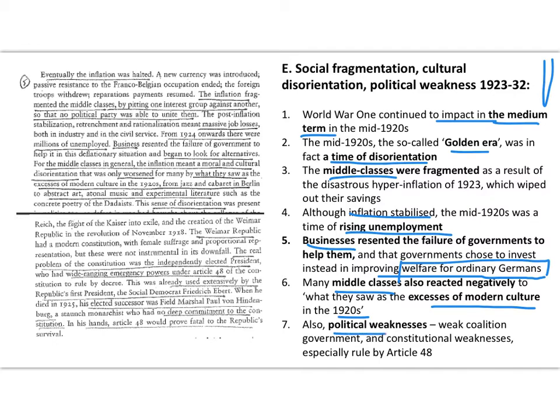And then you've got the political weaknesses, which we've already touched upon. Weak coalition governments often broke down, elections all the time, even in the times of recovery. Constitutional weaknesses, and in particular, that old Article 48, which was fine. It worked really well. Remember, what Article 48 did is it allowed the head of state, the president, to step in to take emergency control. And if the president was in support of the Republic, such as Ebert, up until 1925, that was great.